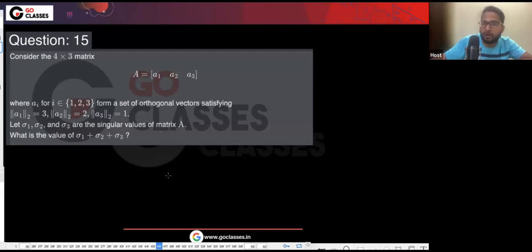So these are orthogonal already. What you can do, you can make them orthonormal, right? So you can divide by 3, right? So this a1 divided by 3, a2 divided by 2, and a3 divided by 1.